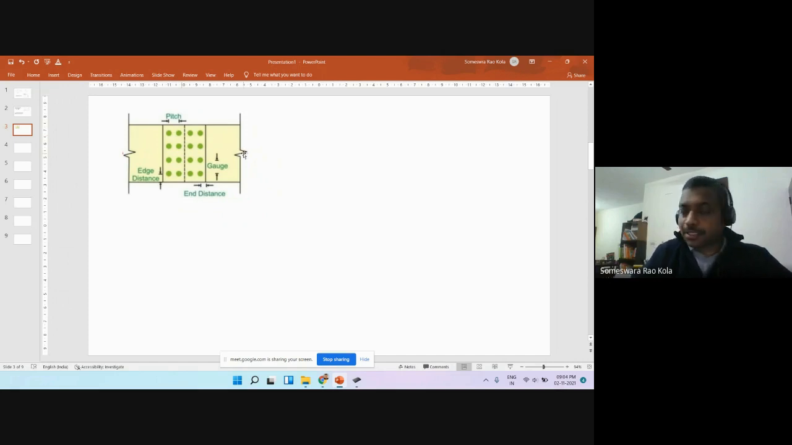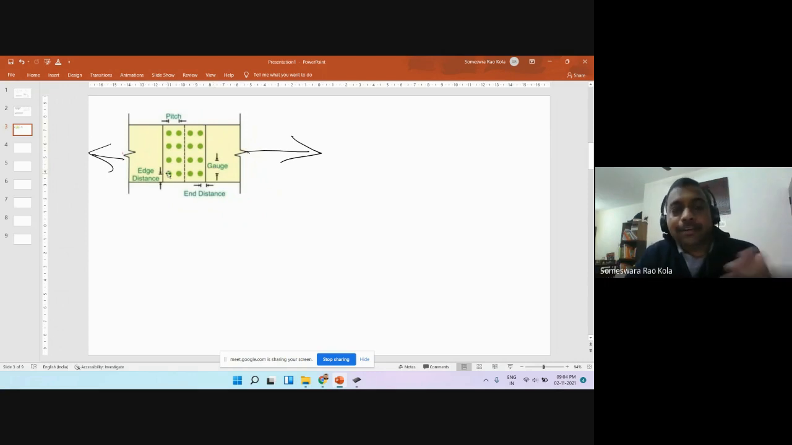For example, let's say I have applied force in this direction, and then force in this direction. In the direction of force, the distance between two bolts is called pitch. In the direction perpendicular to the direction of force, if you measure the distance between the bolts, that's called gauge. Of course, the bolts cannot be placed right at the edge of the plate.